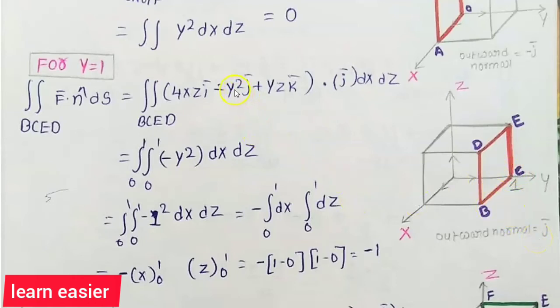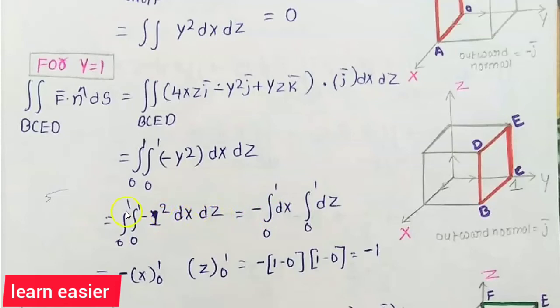Now let's multiply only the coefficients of j bar, that is minus y square into 1 is minus y square into dx into dz. So here we have taken the y equal to 1 plane. Let's substitute y equal to 1 here. So minus 1 square, which is minus 1. Now let's integrate.